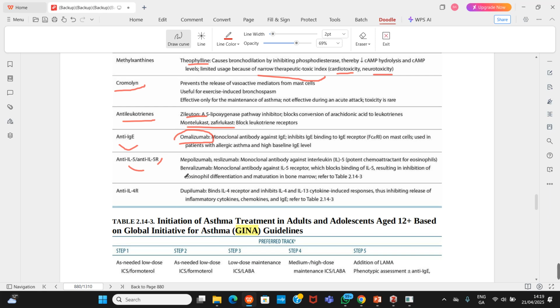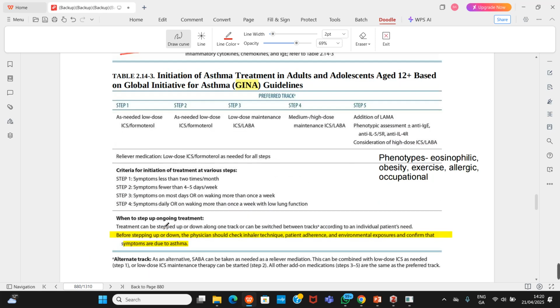So don't worry about it. But if you want to learn it, you can. Mepolizumab and benralizumab. Then we have the anti-interleukin 4 receptor blocker like dupilumab. So moving on to the guideline for the treatment.